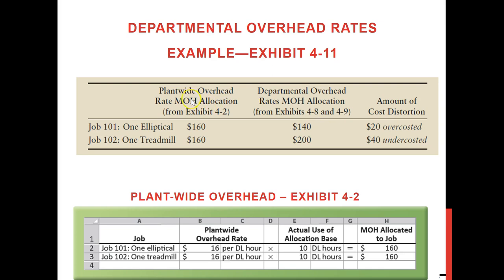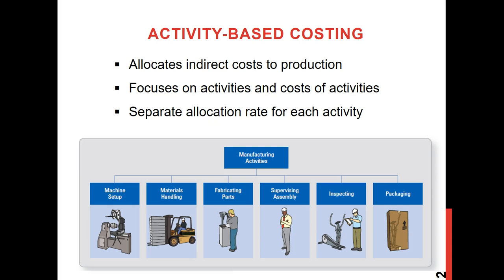So, if you use one common plant-wide rate for the elliptical, you are actually overcosting by $20 because the more precise cost based on the departmental rate is $140. On the other hand, for the treadmill, you are actually undercosting when you are using one common rate. But when you are using two specific rates for two different departments, you are getting more accurate costs. So now we will check how we could do this costing more precisely.